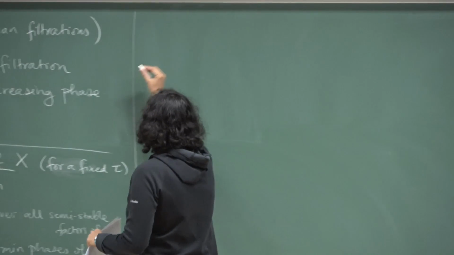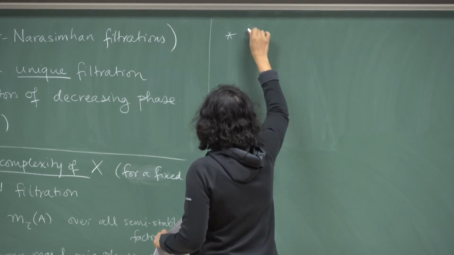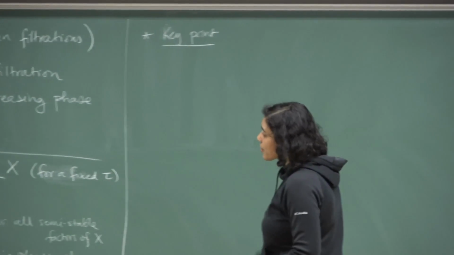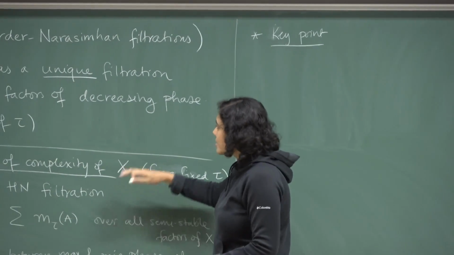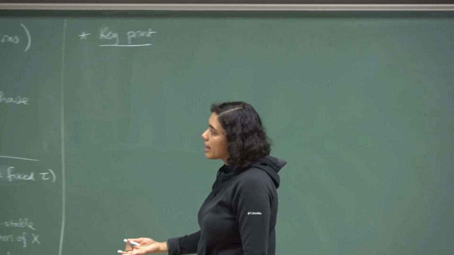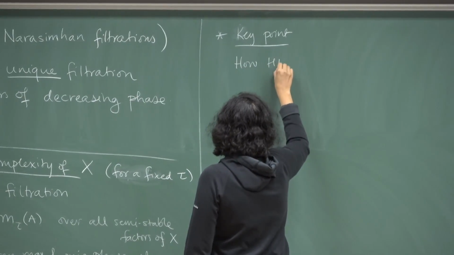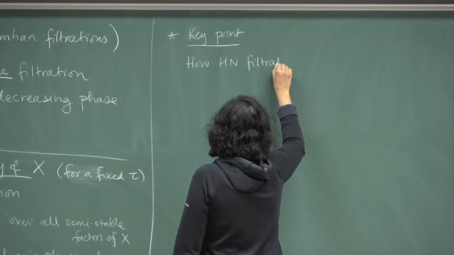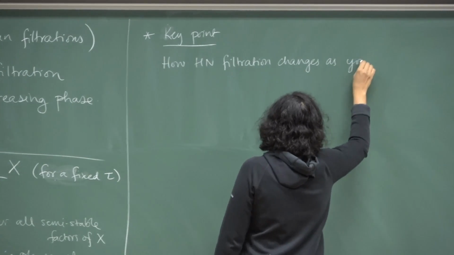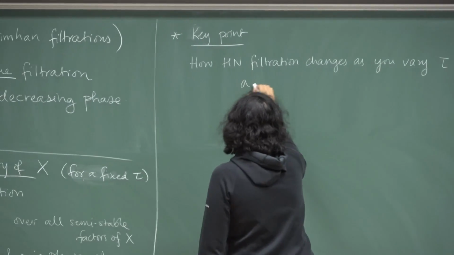And another key point that I want to make, I said it, but I'll write it again. The HN filtration of X depends heavily on the choice of tau, and it's quite subtle how it changes as you vary tau. How the HN filtration changes as we vary tau is a subtle question.